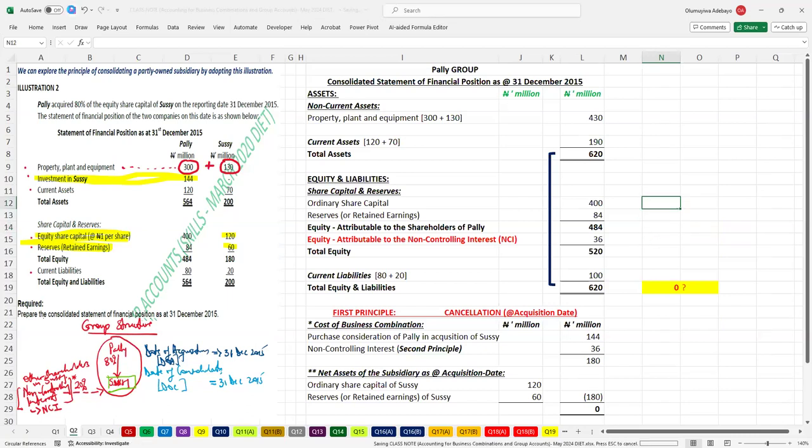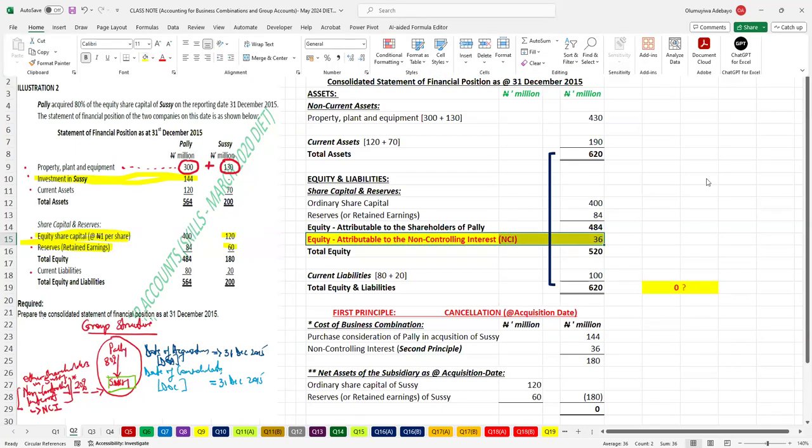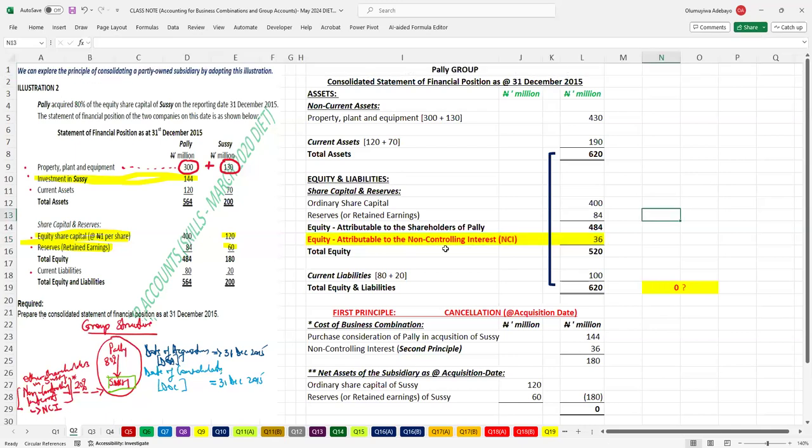Any other question at this point? Which means what is new here is, let me highlight it, the equity attributable to non-controlling interest. Any other question? Okay, there's no question. Somebody wants to ask a question? Okay, go ahead.